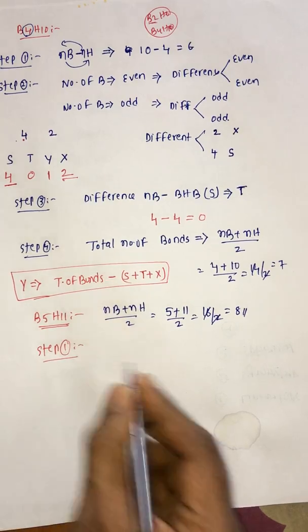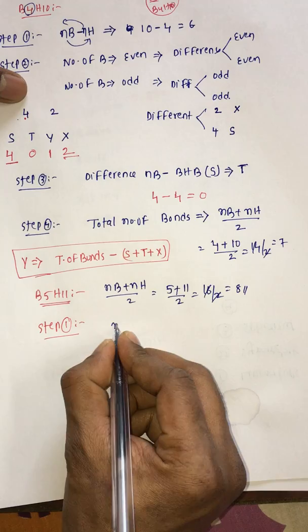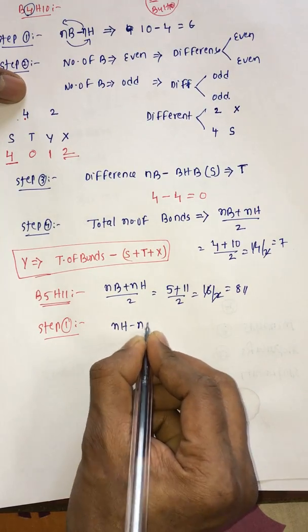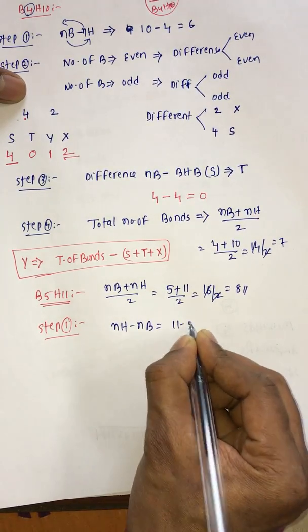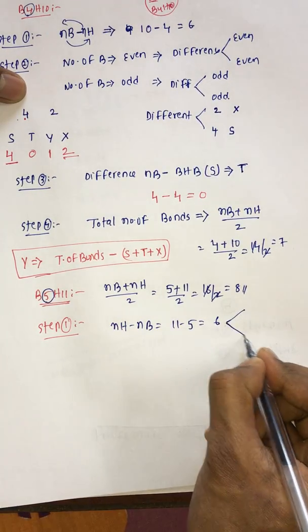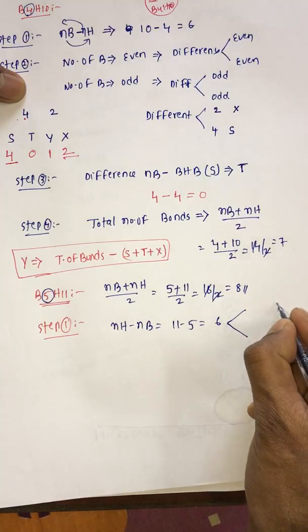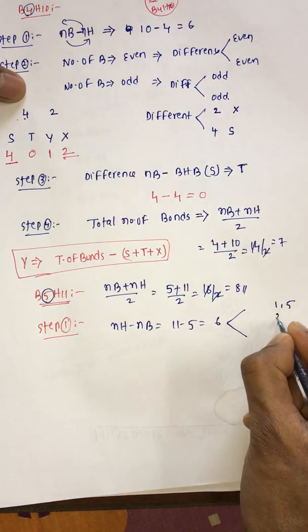In step 1, we will take the difference between the number of hydrogens and the number of boranes: NH minus NB, so 11 minus 5 equals 6. Here the number of boranes is odd, so now we have to split the difference into 2 odd numbers. 6 means 2 odd numbers. It can be 1 and 5 or 3 and 3.